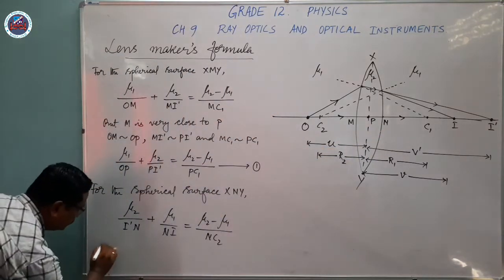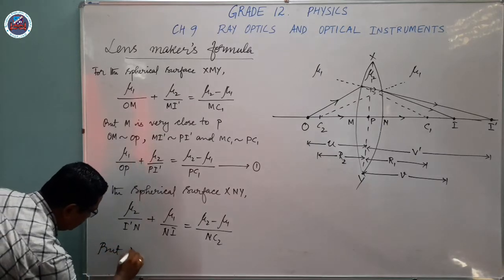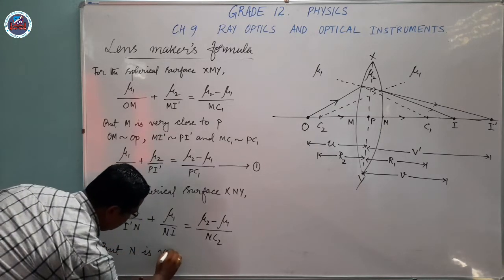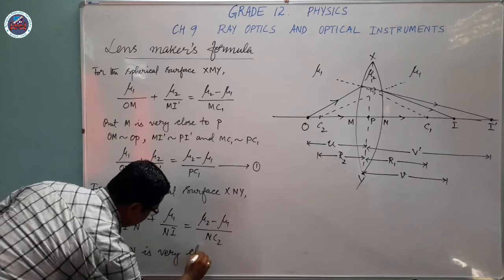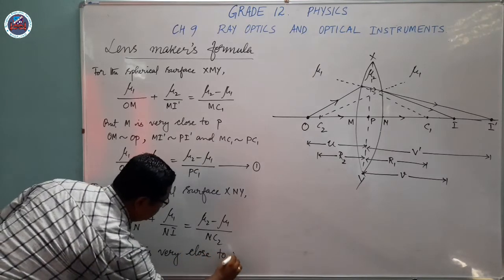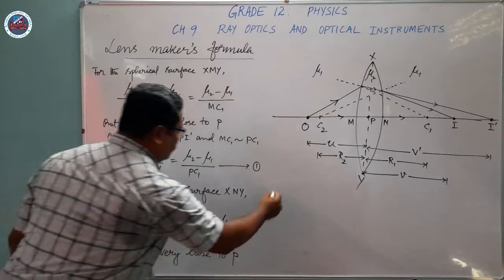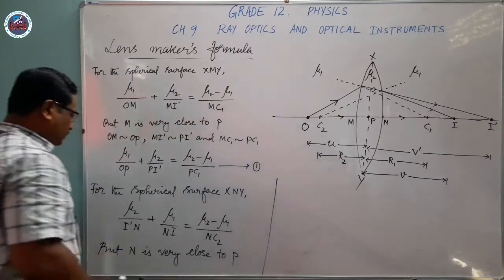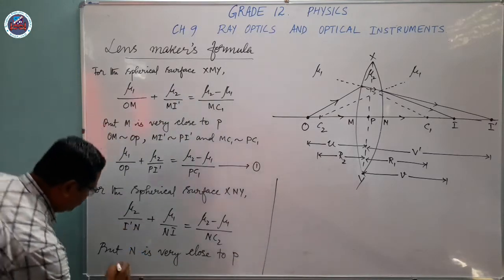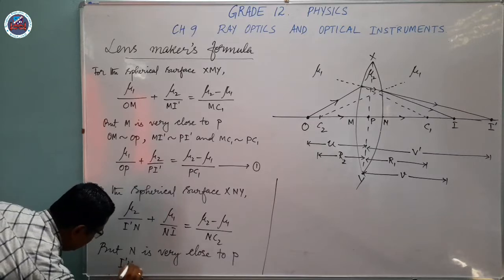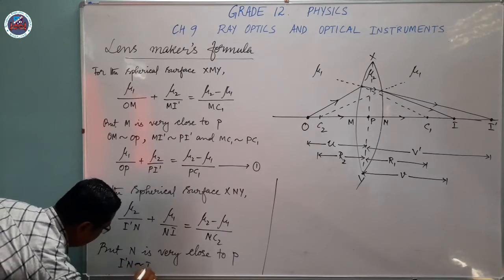N is very close to P. Therefore, I dash N is nearly equal to I dash P.